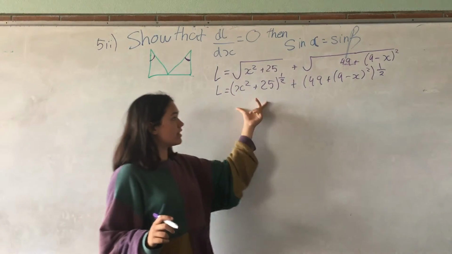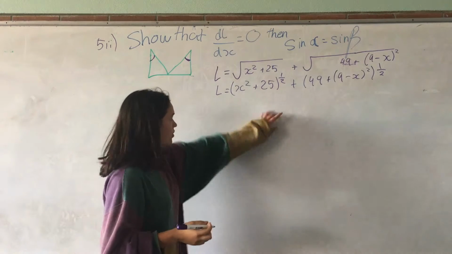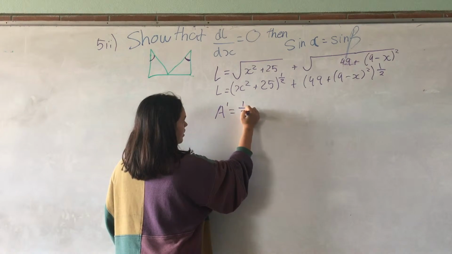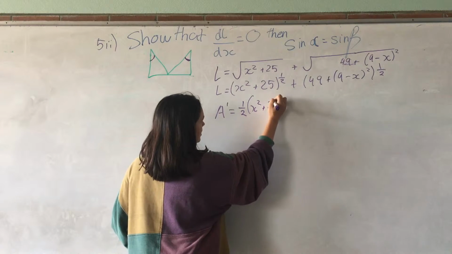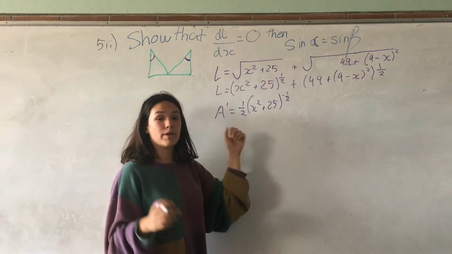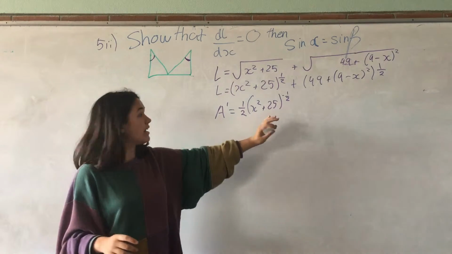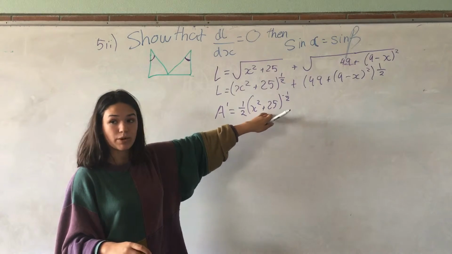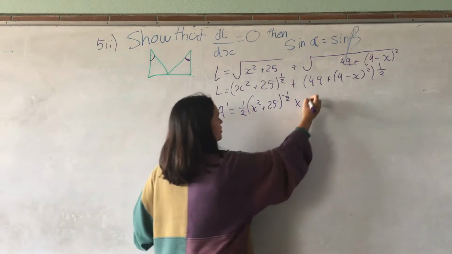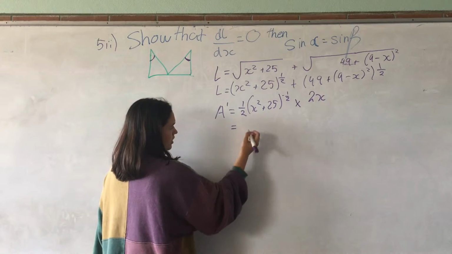I'm going to differentiate this and this separately because that's just going to be easier for me. So I'm going to call this new equation A. The differentiation of A equals half times x squared plus 25 to the power of a negative half. And since this has brackets in it, we're going to apply chain rule. You multiply your differentiation by the differentiation of what's inside your brackets, which will be 2x. Times 2 cancels out.